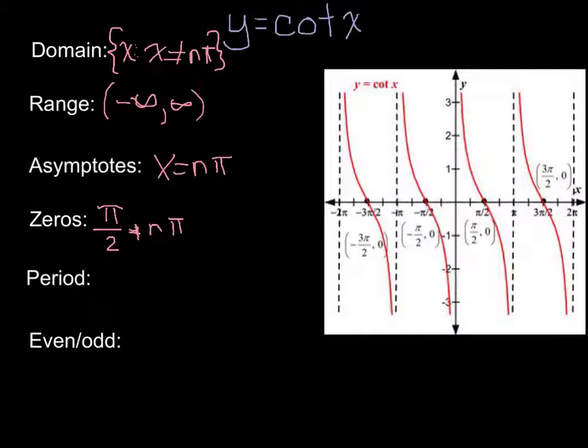You may start to notice that the zeros of the cotangent were the asymptotes of tangent and vice versa. And the period, similar to tangent, is just pi, and then this is going to represent an even function. It's symmetric about the y-axis.